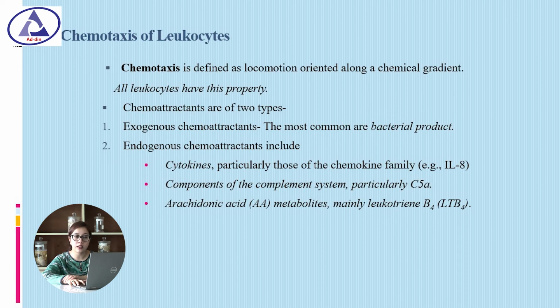Chemotaxis is defined as locomotion oriented along a chemical gradient. All leukocytes have this property. Chemoattractants are of two types, one is exogenous and one is endogenous. Exogenous chemoattractants are most commonly bacterial products. On the other hand, endogenous chemoattractants include cytokines, particularly those of the chemokine family such as interleukin 8, components of the complement system particularly C5a, and arachidonic acid metabolites mainly leukotriene B4.